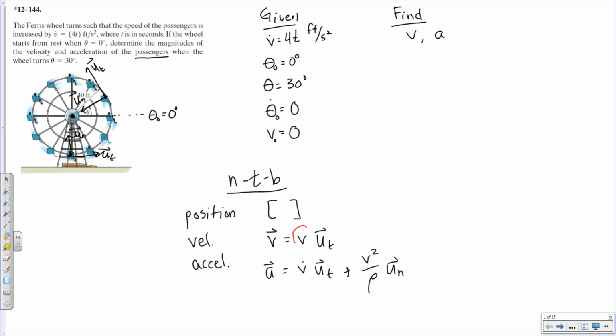In order to find v and a, we need to find the components of these acceleration and velocity vectors. So we need to find v, we need to find rho, and we need to find v dot. Well, it turns out that rho is a quantity that's been provided for us because we're considering the passengers. So rho, the radius of curvature, is 40 feet. That leaves us to determine v and v dot.